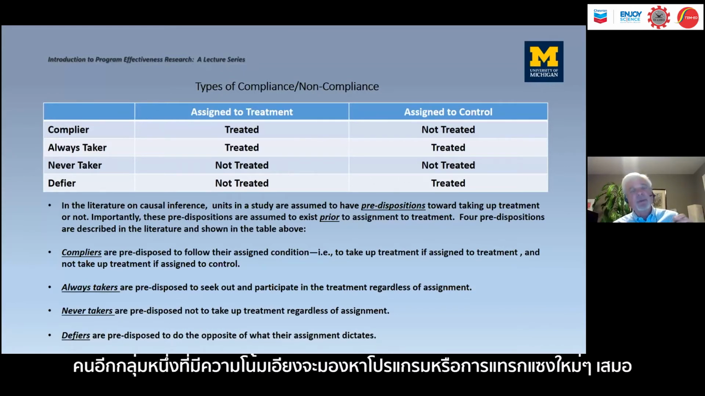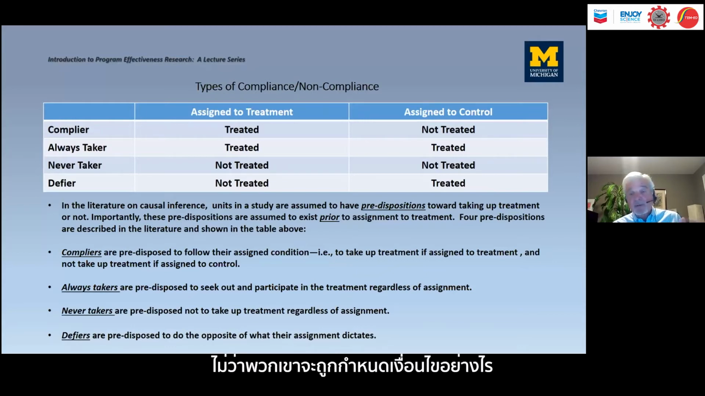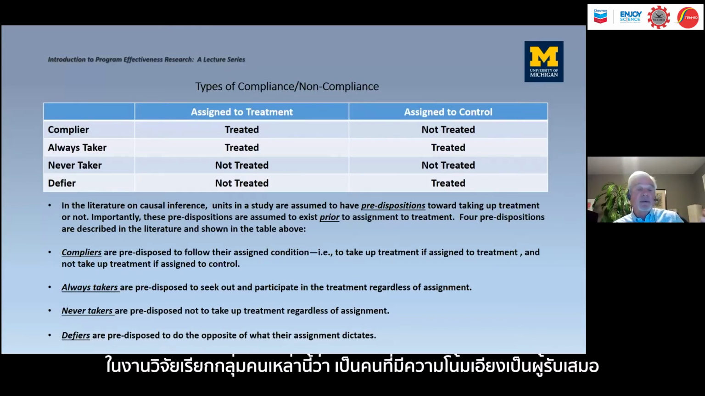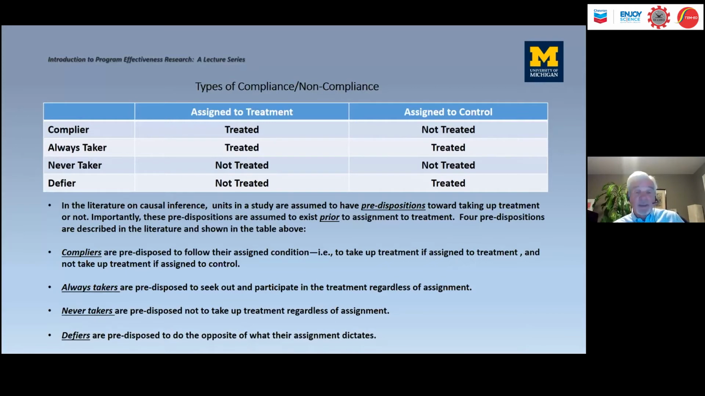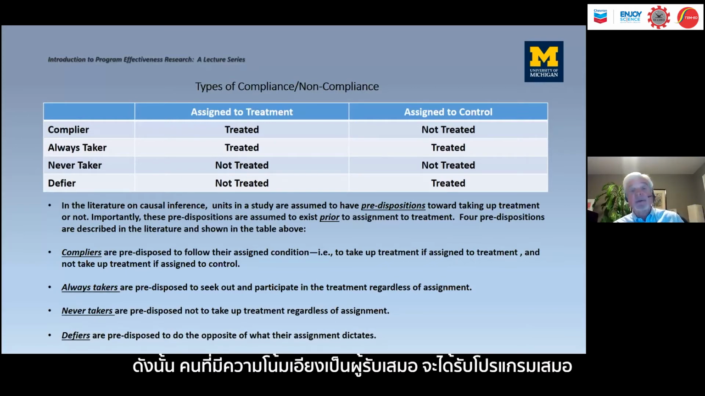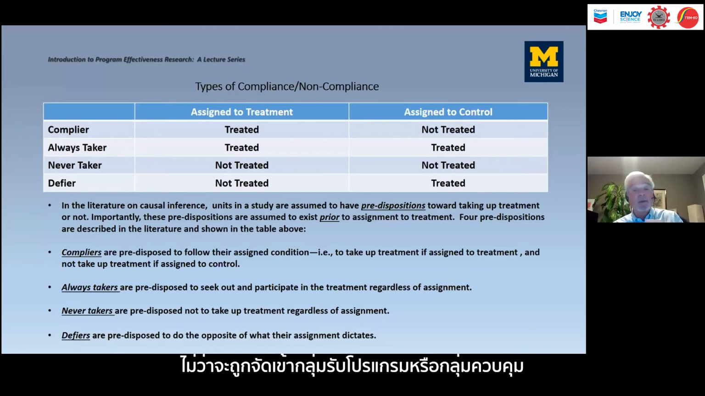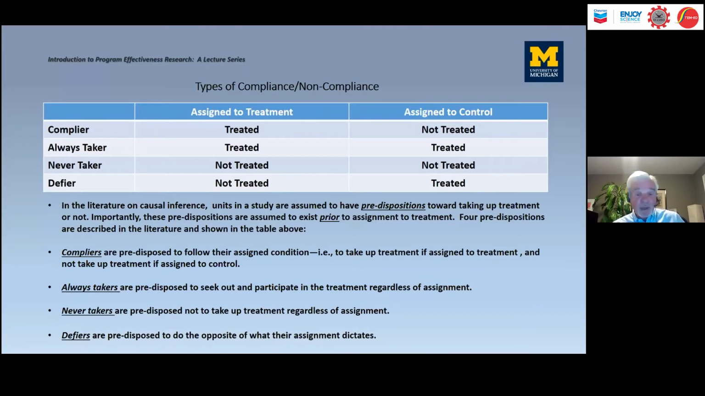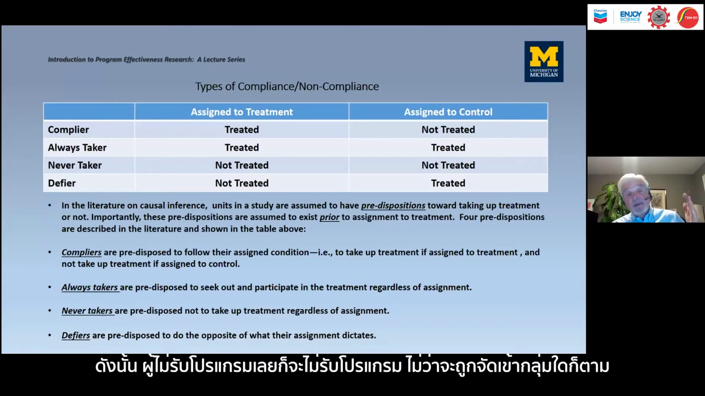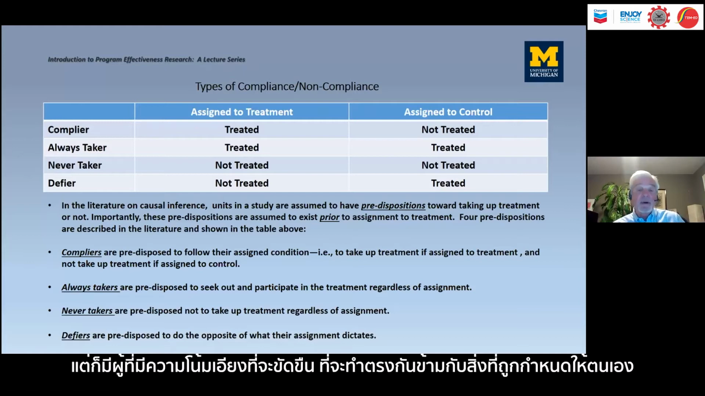Another group of people are predisposed to always seek out the treatment regardless of what condition they get assigned to. The literature calls these individuals always takers. So an always taker will always be treated, whether assigned to treatment or assigned to control. Then we have people who are predisposed to never take a treatment. So never takers will, regardless of assignment, not take up the treatment. And then there are defiers who will do the opposite of what they are assigned.